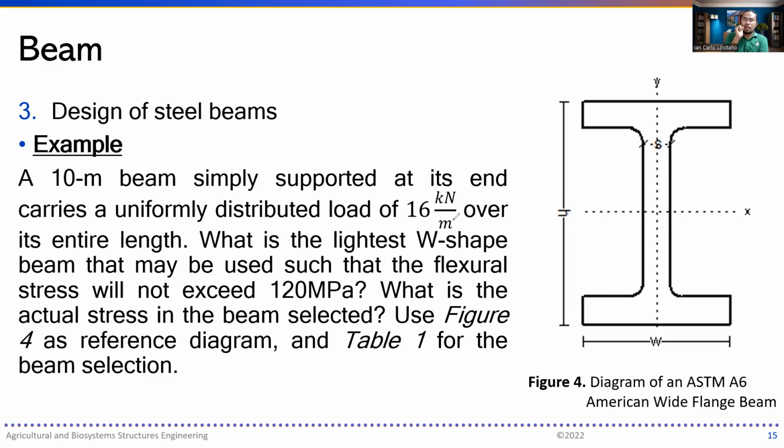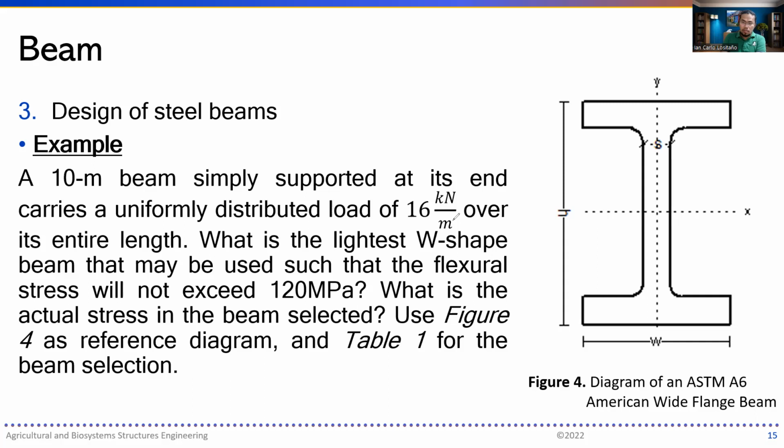That's the formal term to refer to this kind of steel beam. What is being asked is the lightest W shape beam given a limit of flexural stress, or bending stress, of 120 megapascals, or 120 times 10 to the 6 pascals. And eventually, another question is, what is the actual stress in the beam? We'll have to use the diagram as shown.